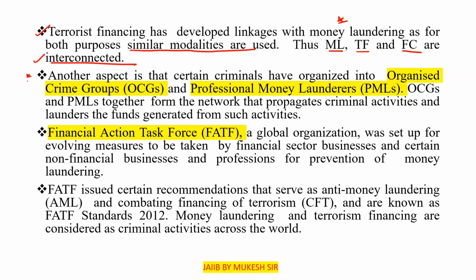Another aspect is that certain criminals have organized into two groups. First one is the OCG, that is organized crime groups. Second one is the professional money launderers. Even some persons have established business in this field, that is, they earn money from illegal sources and convert it into legitimate sources. One more word is hawala, through hawala transactions. This is a different thing which we will discuss later. What is the meaning of hawala transactions?